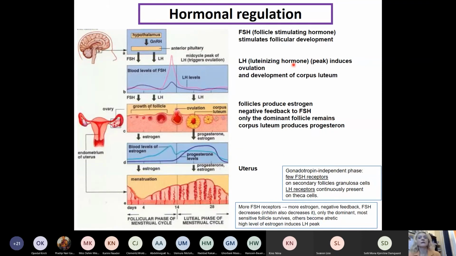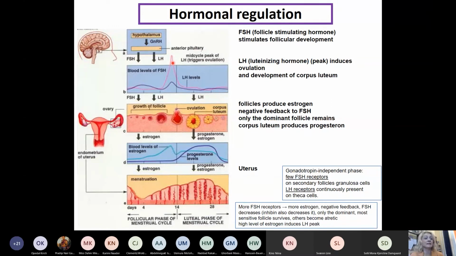This was already a topic last semester in embryology. And the development of the corpus luteum, this is why it's called luteinizing hormone, because it induces the development of the corpus luteum. So this is how these two hormones change during the cycle. As you see, and it's very easy, the LH has a peak shortly before ovulation. Please remember this graph.